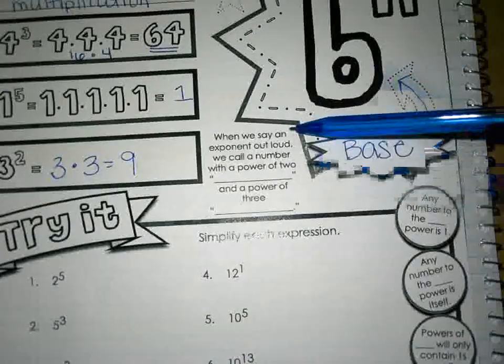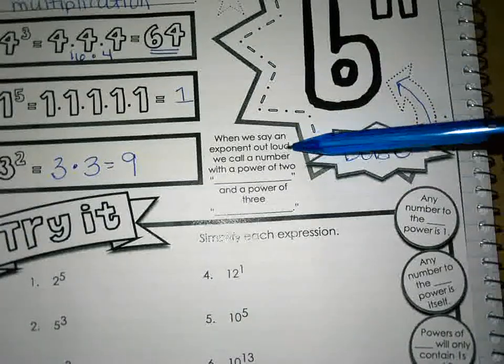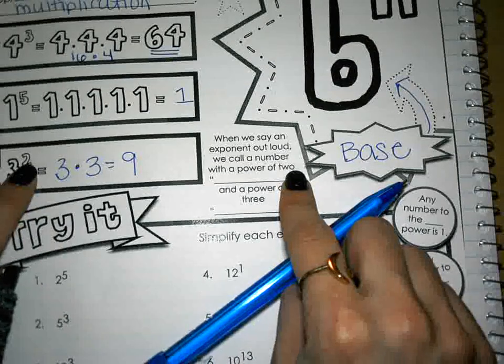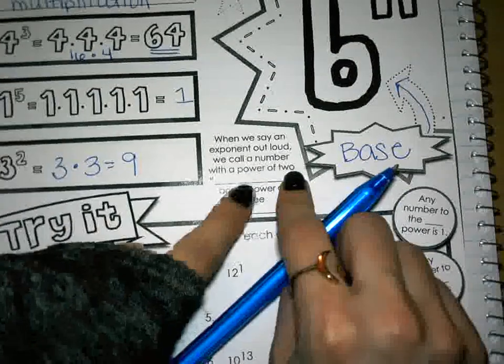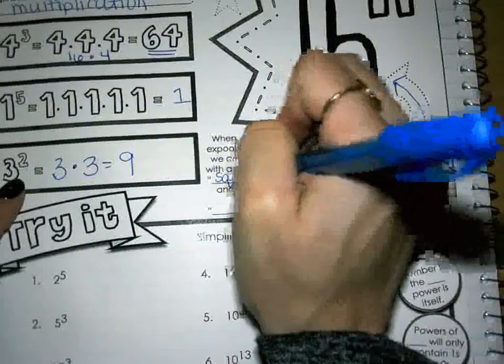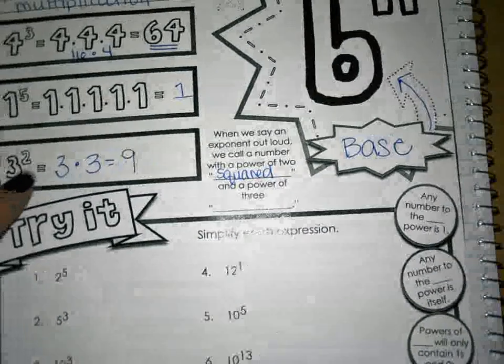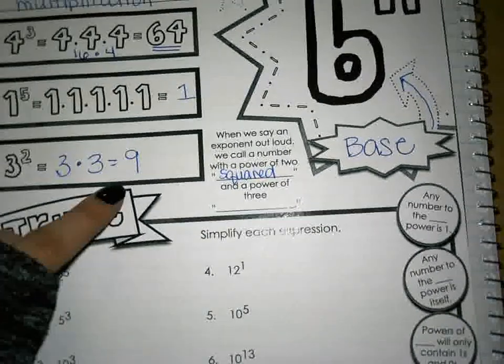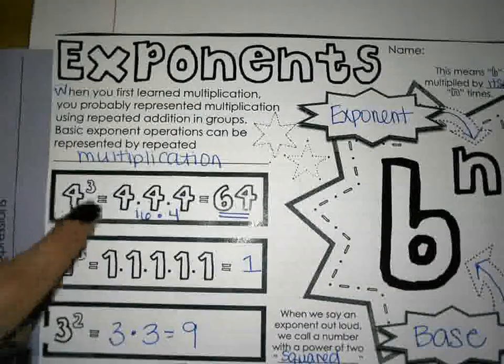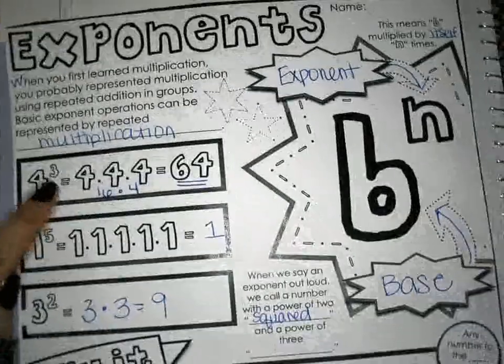So right here, it says when we say an exponent out loud, we call a number to the power of 2, meaning 3 to the second power. Instead of saying 3 to the second power, we say 3 squared. So this is 3 squared, and 3 squared is 9. So anytime you see it with a 2, it's squared. Anytime you see it with a 3, like 4 to the third power, we say 4 cubed.